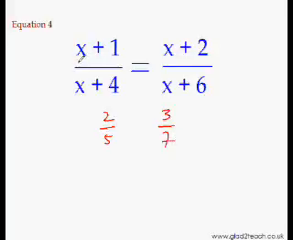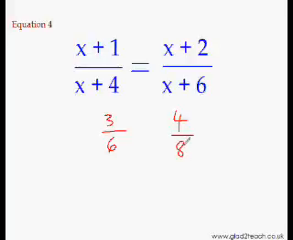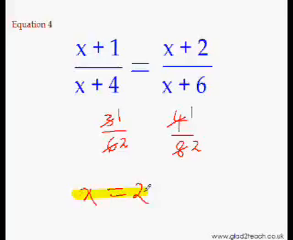Now let us try putting in the next value, that is put x equal to 2. So 2 plus 1 is 3 and 2 plus 4 is 6. Similarly, this will be 4 and this will be 8. Now we can simplify these fractions further. 3 1 times is 3 and 3 2 times is 6. Similarly, 4 1 times is 4 and 4 2 times is 8. See, we have got the equal fraction on both sides of the equation. So that means x equal to 2 is definitely the solution of this equation.